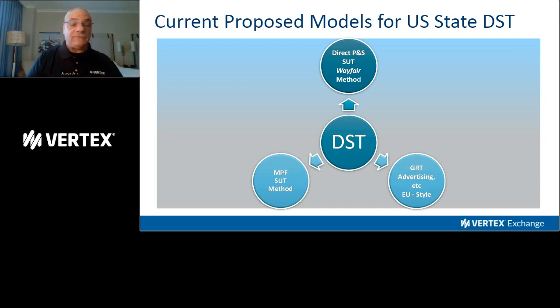On the left, you have the marketplace facilitator sales and use tax methods. So they are allowing third-party vendors, marketplace facilitators and providers to actually literally collect some of those digital taxes. The problematic one is to the lower right: the gross receipt taxes on digital advertising, which is actually a European import, the EU style. So right now, others may be emerging.